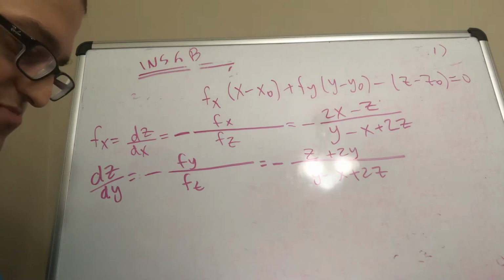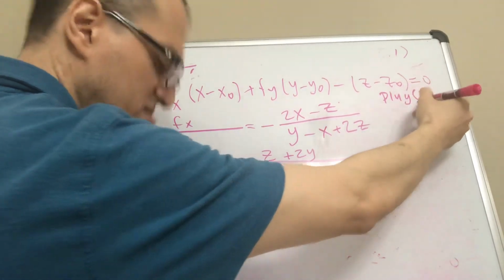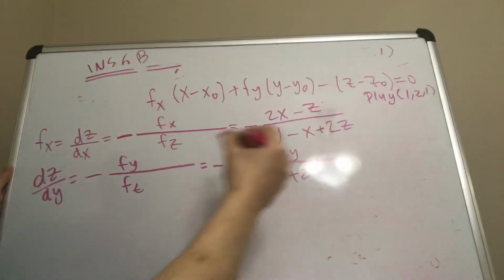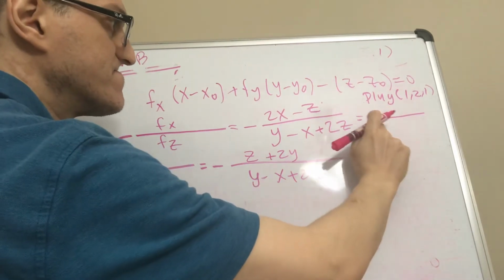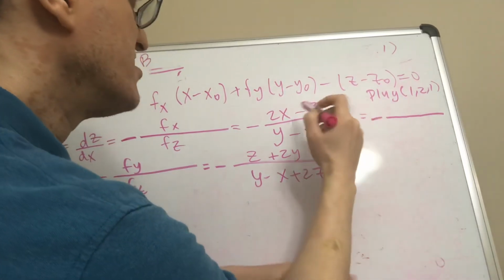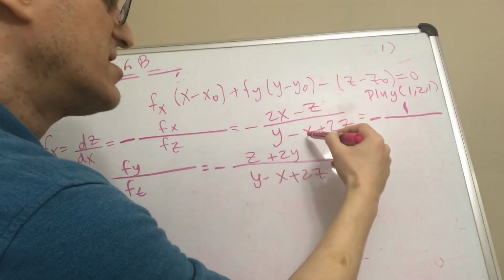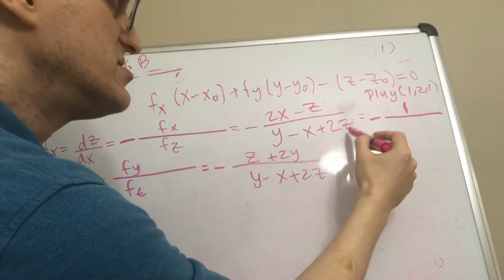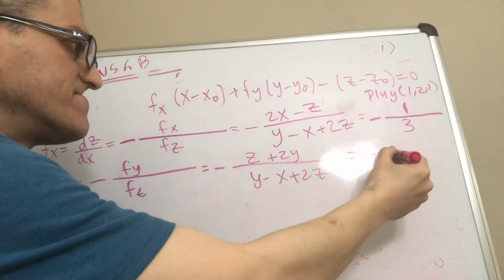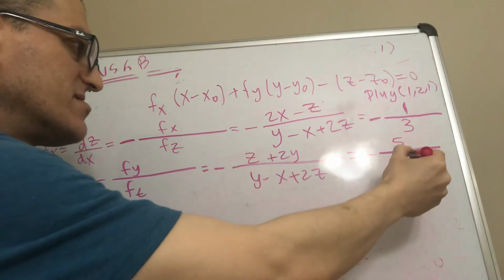The point that we need to plug in is 1, 2, 1. So plug 1, 2, 1 into both of these. In the first one, we get 2 minus 1, that's 1. Here it would be 2 minus 1, which is 1, plus 2z, so that's 3. So the first one will give you negative 1/3. If you plug this point into this one, it would be 1 plus 4, 5, and the bottom is 3.